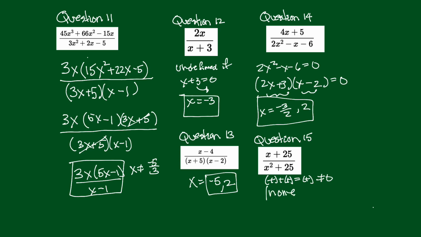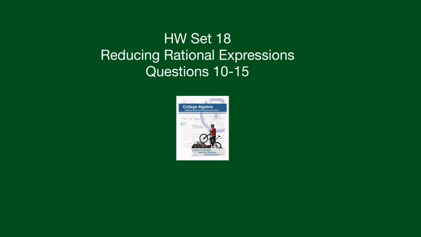Now, there's none, but what the textbook and the homework is asking us to write is DNE. It means does not exist. There are no values of x that will make this thing 0. And that takes care of all the problems out of homework set 18.